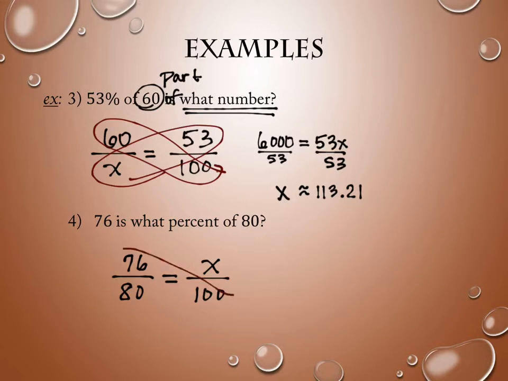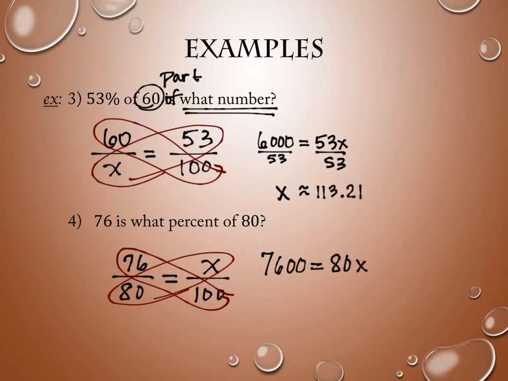And we are going to cross multiply. 76 times 100 will be 7,600. And then I have 80x. What's next? Yeah, divide by 80. So what is 7,600 divided by 80? 95. And somebody even said it, so fantastic. It's percent, right? We need that percent sign on there. We are asked for what percent it is. It is 95%.